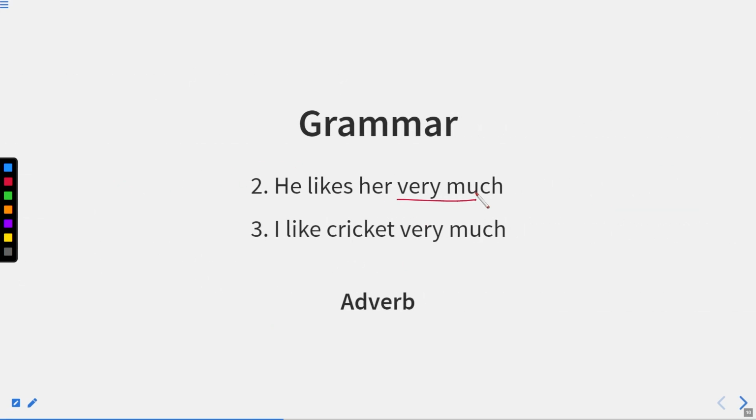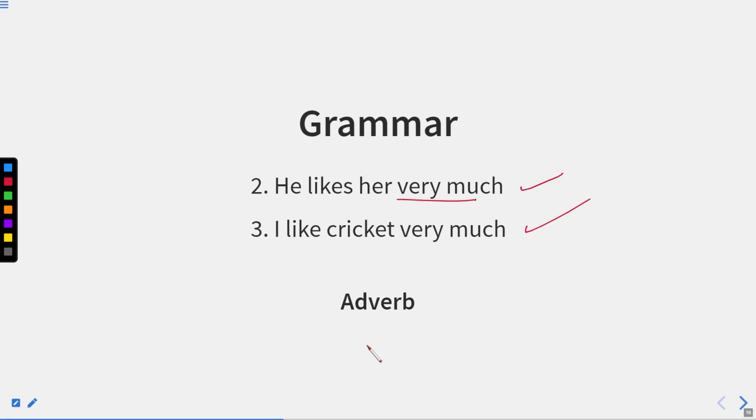He likes her very much. Yes, of course, this is correct. I like cricket very much. Yes, this is correct. We can use very much, but we cannot use very individually if we have to show that someone likes or loves another person or another thing.